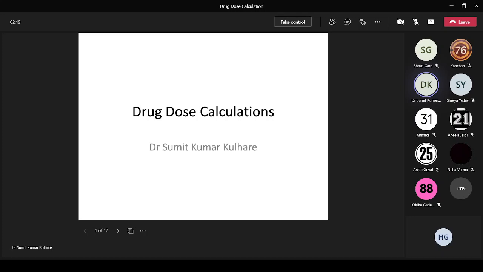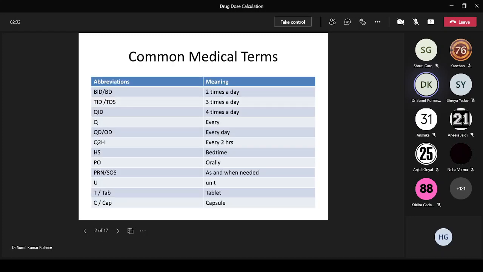I will give you some quick formulas. Within 2 or 3 steps, you would be able to solve any problem. So let's begin. Before moving on, you must be familiar with certain common medical terms which we use on prescription. Although use of these abbreviations is currently discouraged, and it is advised that the prescription should be in a simple language which could easily be understood by the patient as well as the pharmacist.